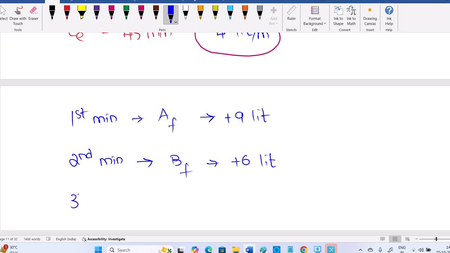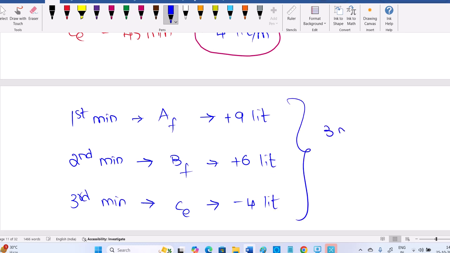Now, third minute, see what it will do. It will remove 4 liters. So, 3 minutes completed. In 3 minutes, what has happened? 11 liters are filled. 9 plus 6, 15. 15 minus 4, 11. The total target, 180. In 3 minutes, 11 liters. Next 3 minutes also 11 liters only.